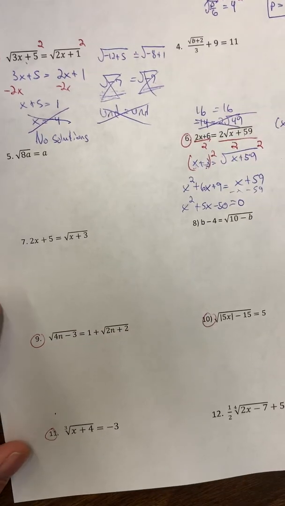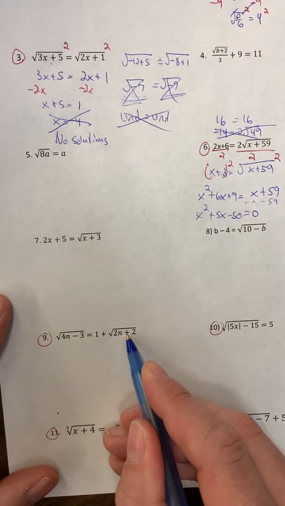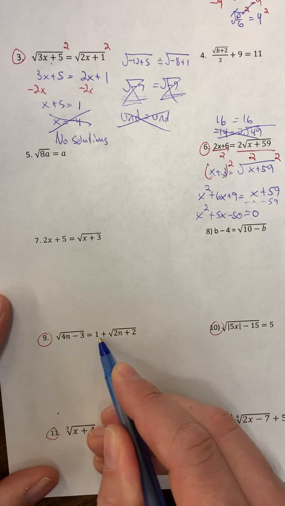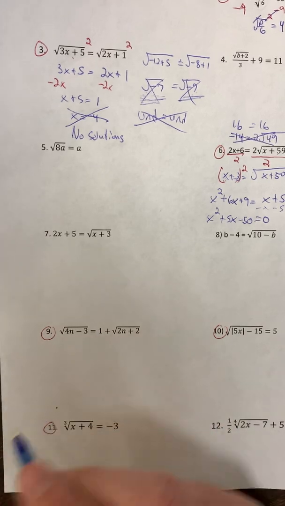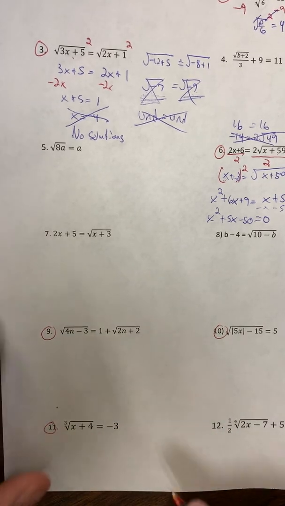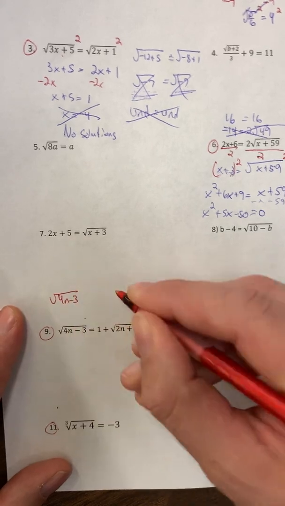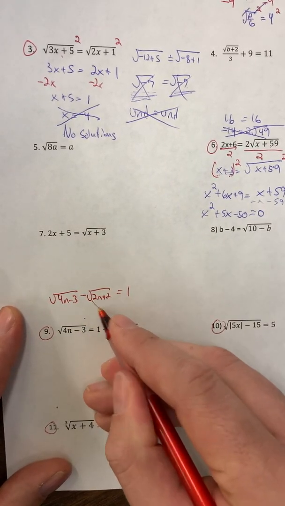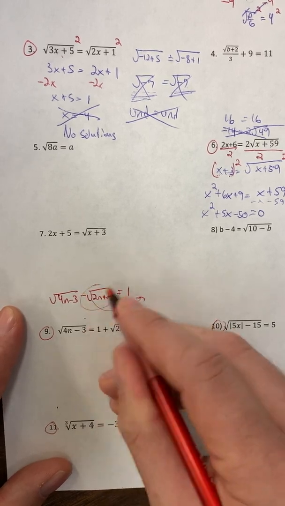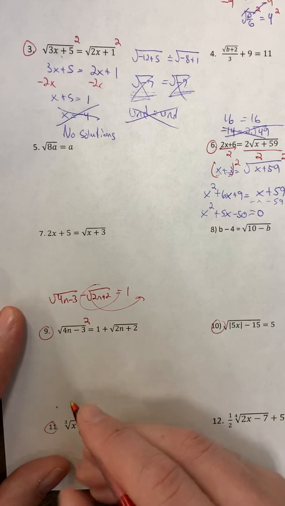All right. This is the hardest kind, and it's hard because there are 2 square roots, but there's also a separate number. The trick here is to get one of the square roots by themselves, which is already the case. If we had something like square root of 4n minus 3 minus square root of 2n plus 2 equals 1, we would add this to the other side to get one of the square roots by themselves. But once we do have a square root by itself, we need to square both sides.